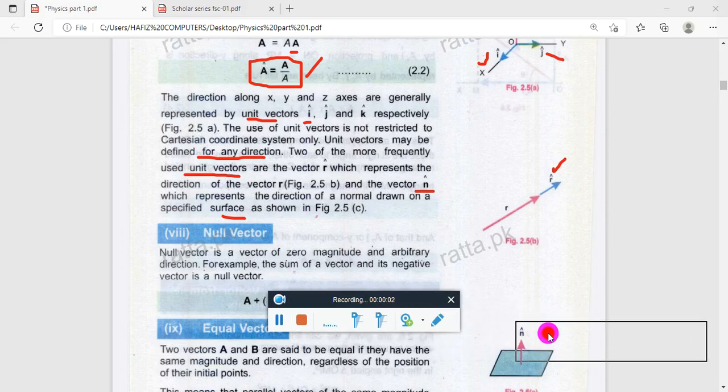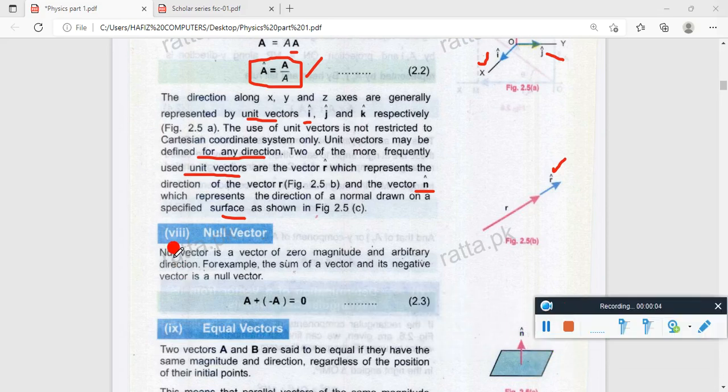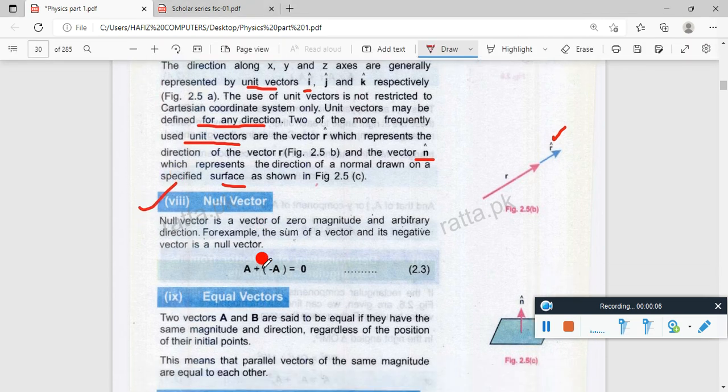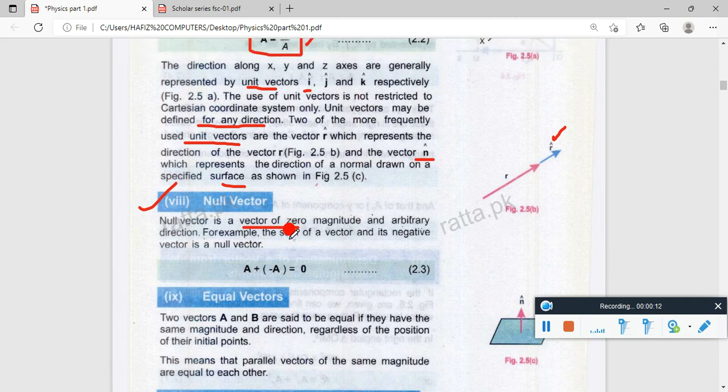So next one, sixth one is the null vector. Null is a vector of magnitude and arbitrary direction. A vector having magnitude 0 is called null vector. For example, sum of a vector and its negative vector is a null vector.